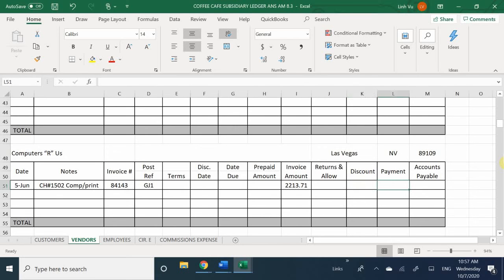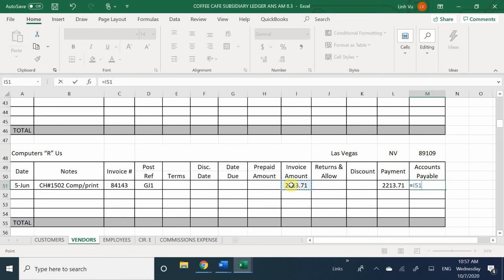Okay. And did we make a payment? Yes, we did. We made a payment for the full amount of the 2213.71. Okay. So my formula here is you're going to take your invoice amount, subtract any prepaid, subtract any returns, subtract your discounts, and lastly subtract your payments to get a grand total of 0, right? And that's exactly what we did. We already paid them. We paid them with a check. So everything that we owe for this person is going to be 0, okay?